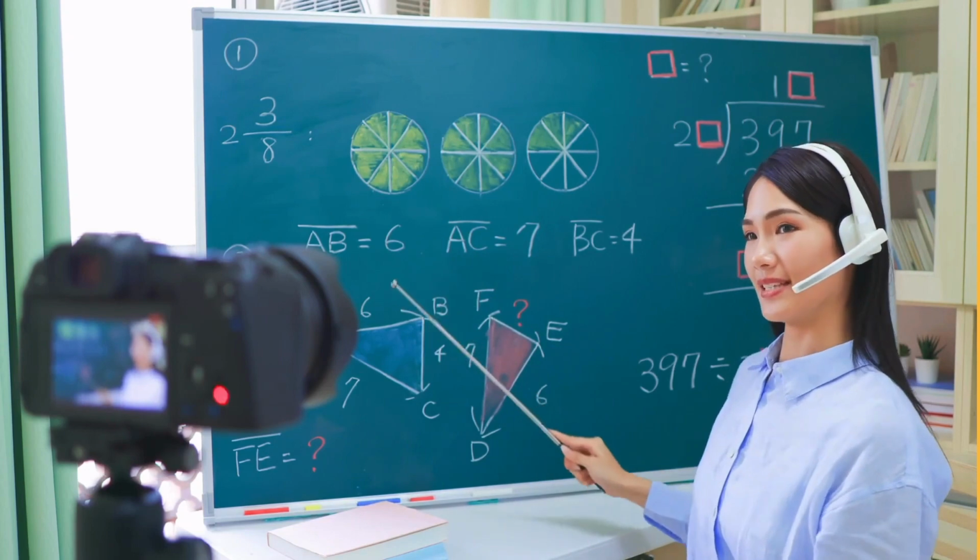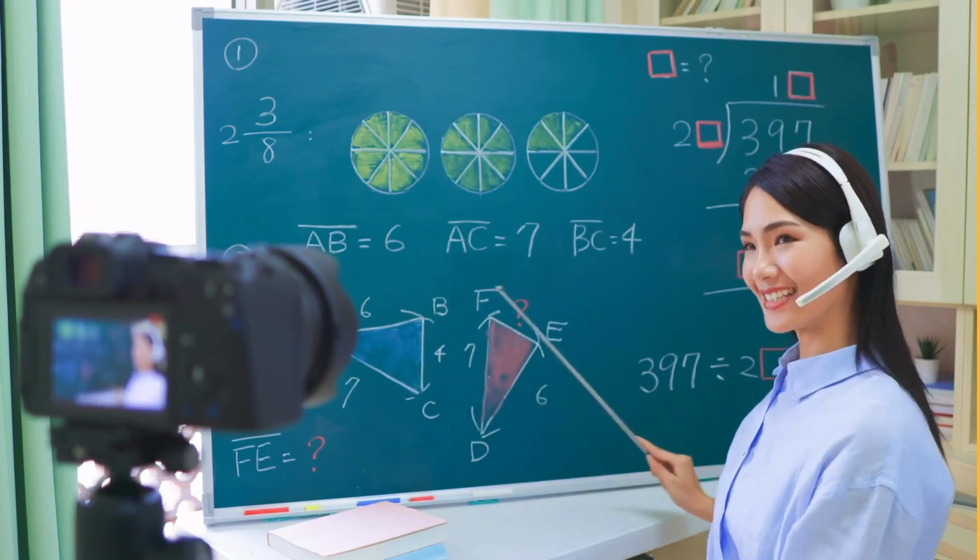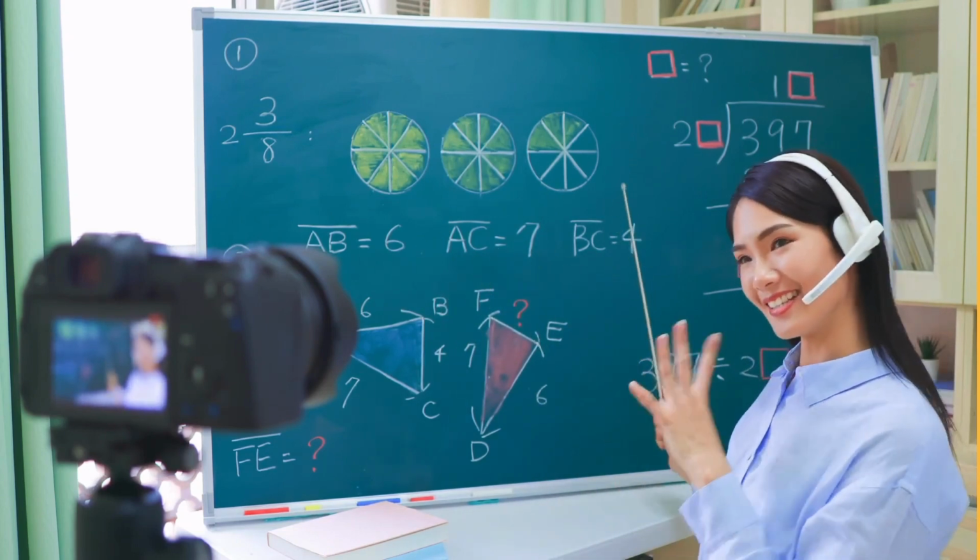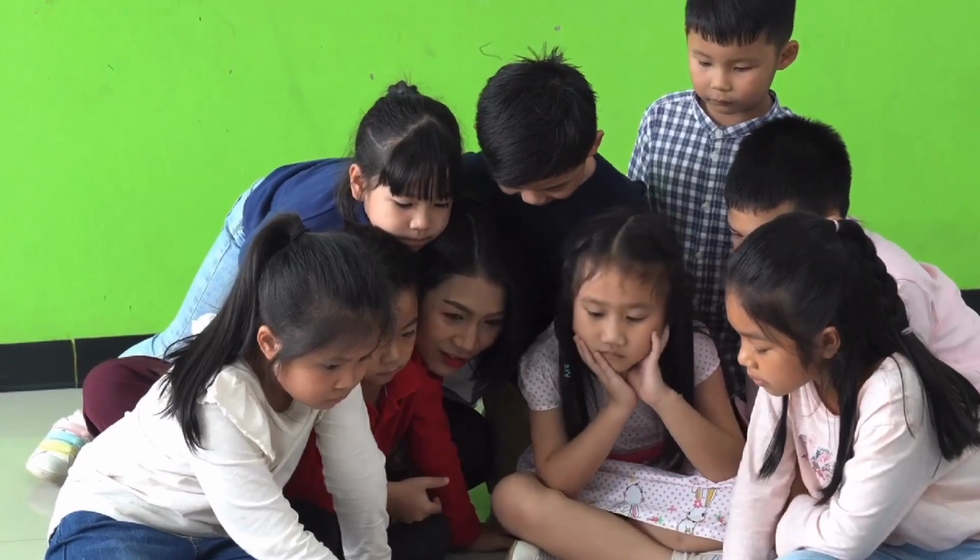For example, if you wanted to study the effects of a new teaching method on student performance, you could conduct an experiment where one group of students receives the new method and another group receives the traditional method. By comparing the results of the two groups, you could determine whether the new method is effective or not.